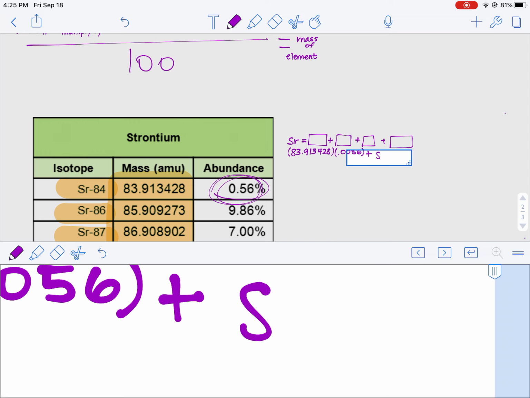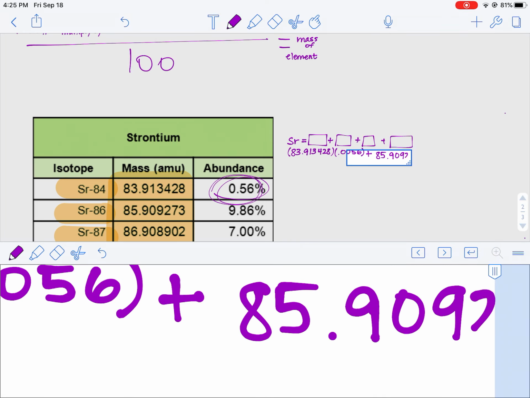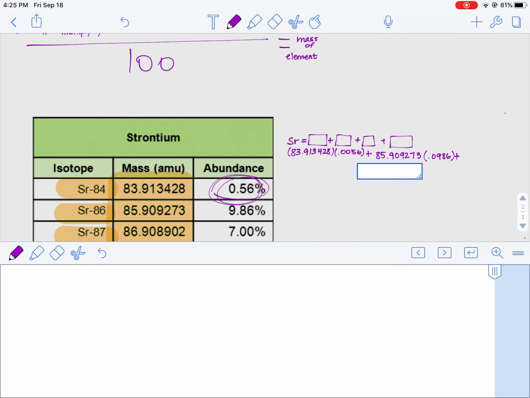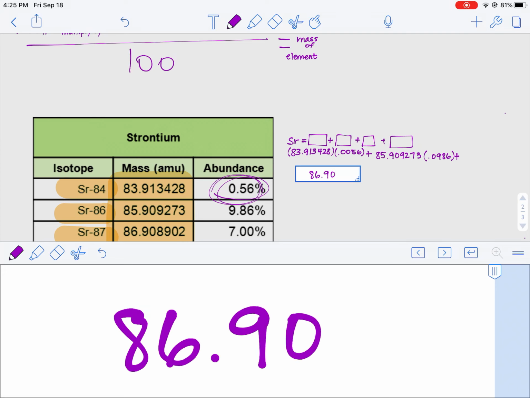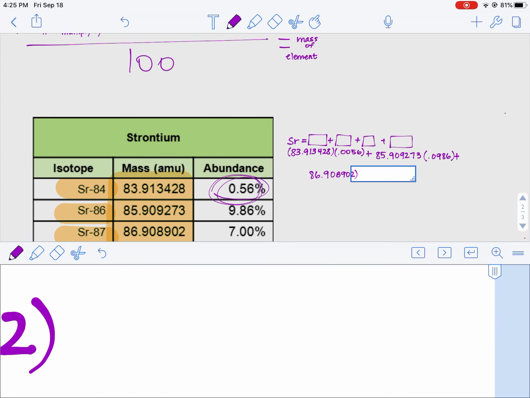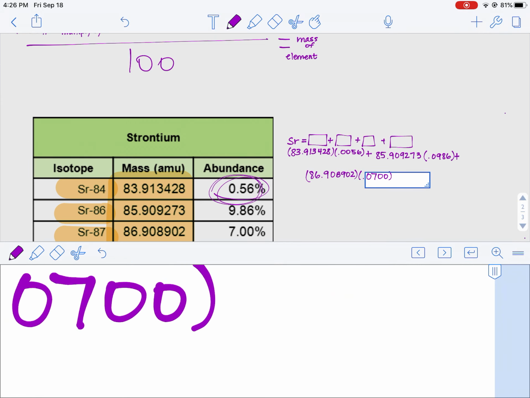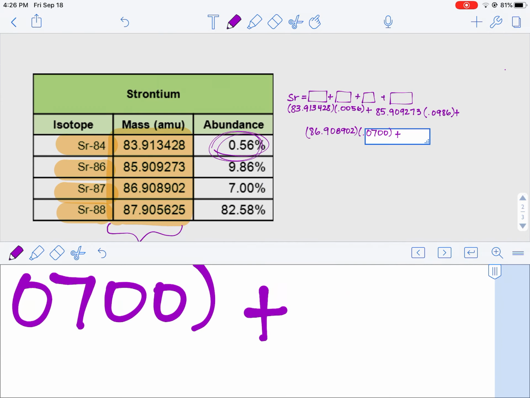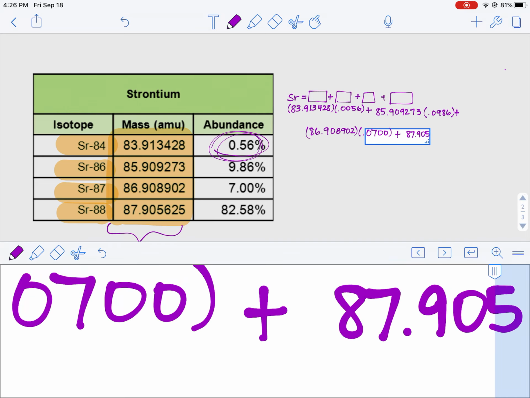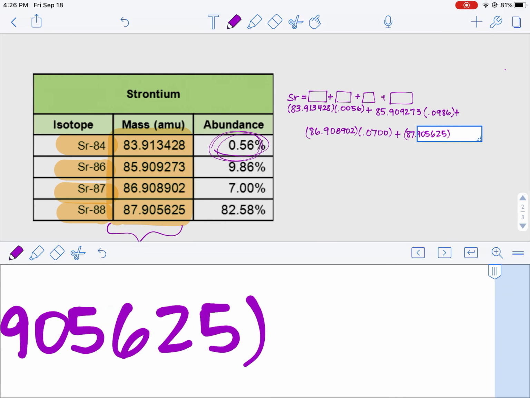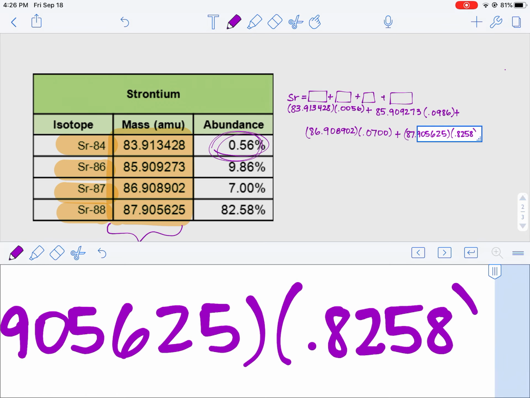And I'll add to that the second isotope's mass, 85.909273, and I'll times it by its abundance, 0.0986. I will add to that the third isotope's mass, 86.908902, times its abundance, 7% converts to 0.0700, and the last isotope, 87.905625, multiply it by the abundance, 0.8258.